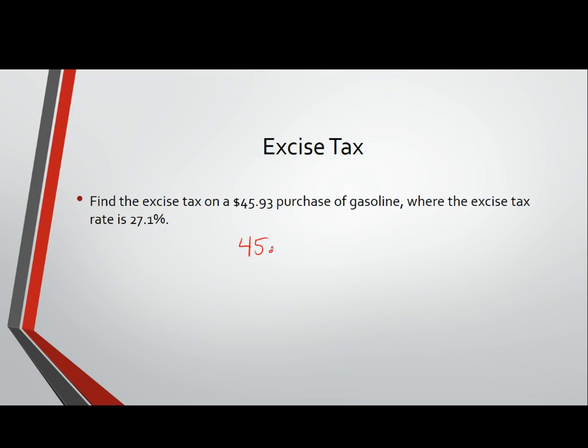It's $45.93 times the amount of tax, which if you move the decimal over twice makes this 0.271. And then you can just plug that into your calculator, $45.93 times 0.271, and you get $12.45 when you round up. So that's how much the tax would be. So that's how much you're paying in addition to the $45.93.